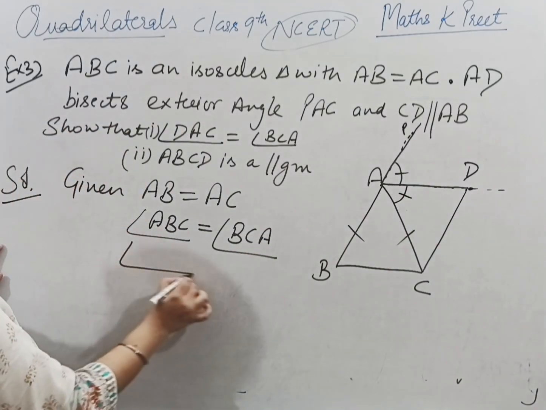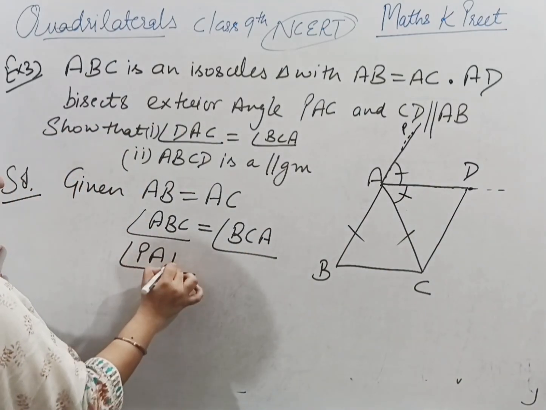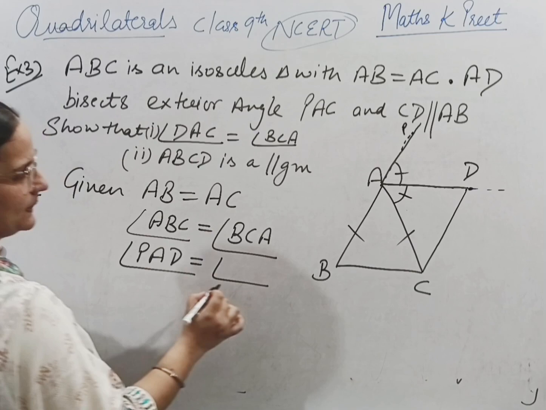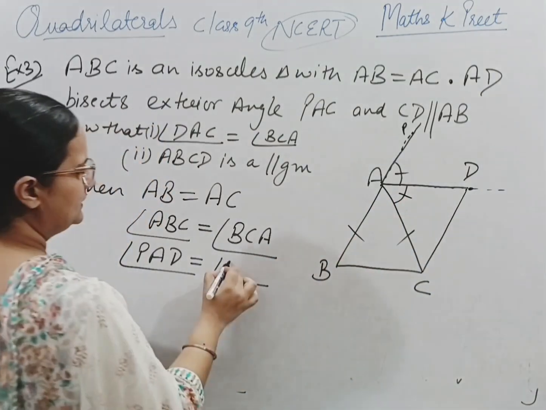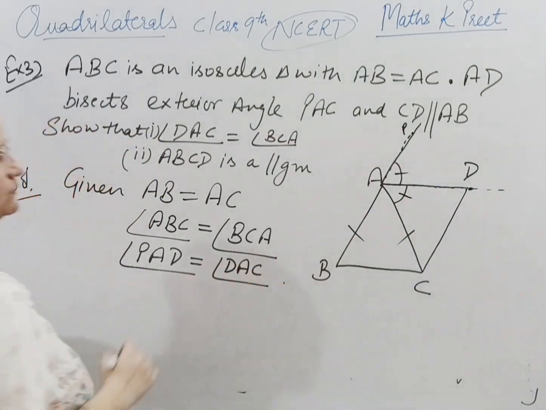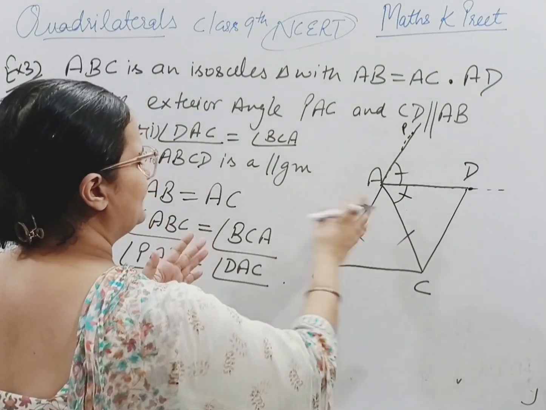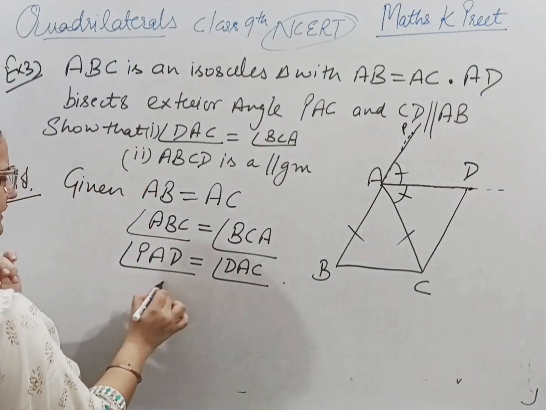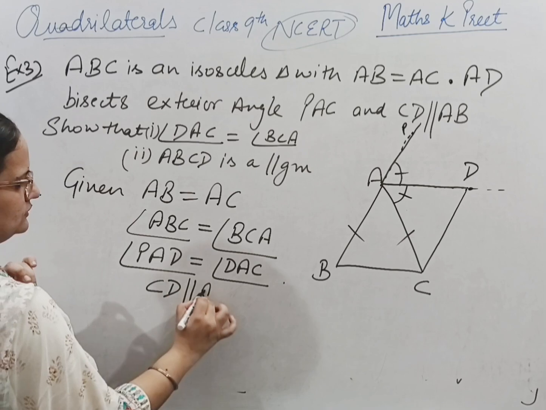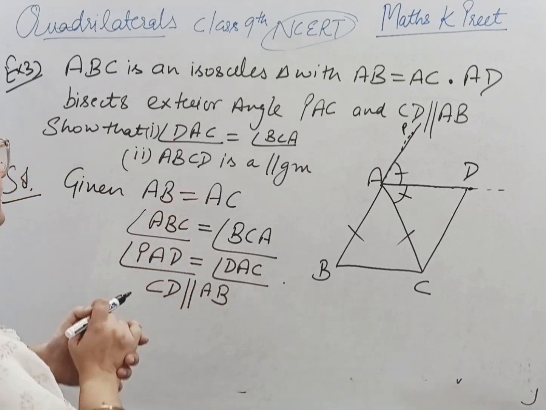So what else do we have? Angle PAD is equal to angle DAC. These two angles are given equal to us, and we have to show... let's see what we have to show. Rest, this is parallel to this, fine. We can write CD is parallel to AB, which is also given. All these things are given to us.